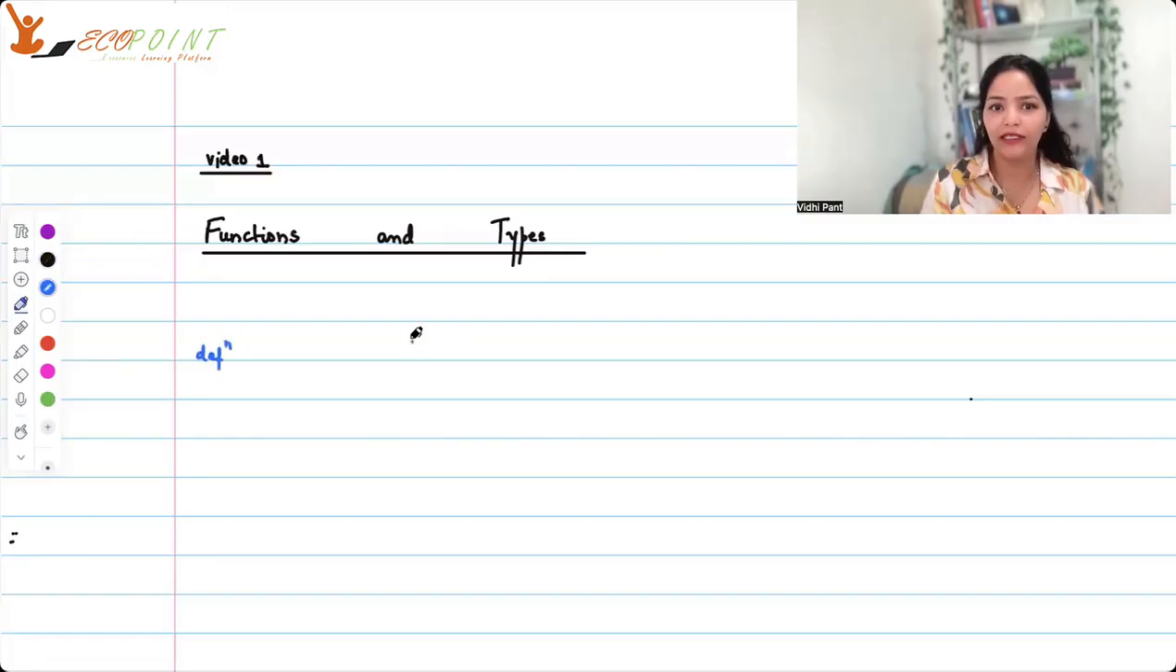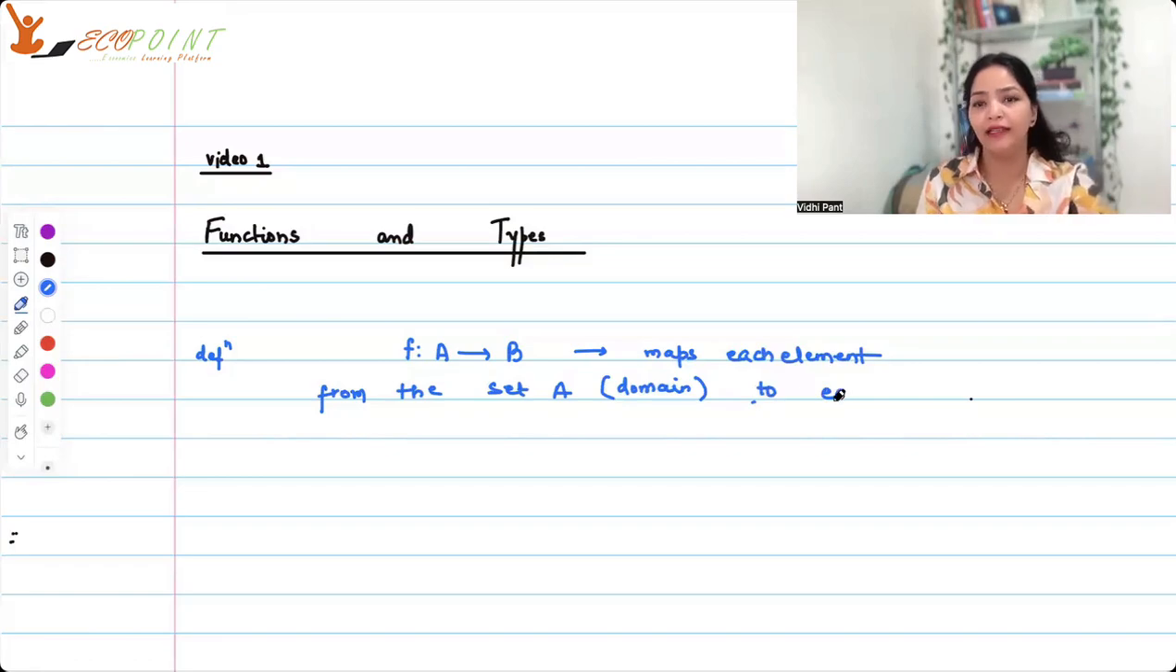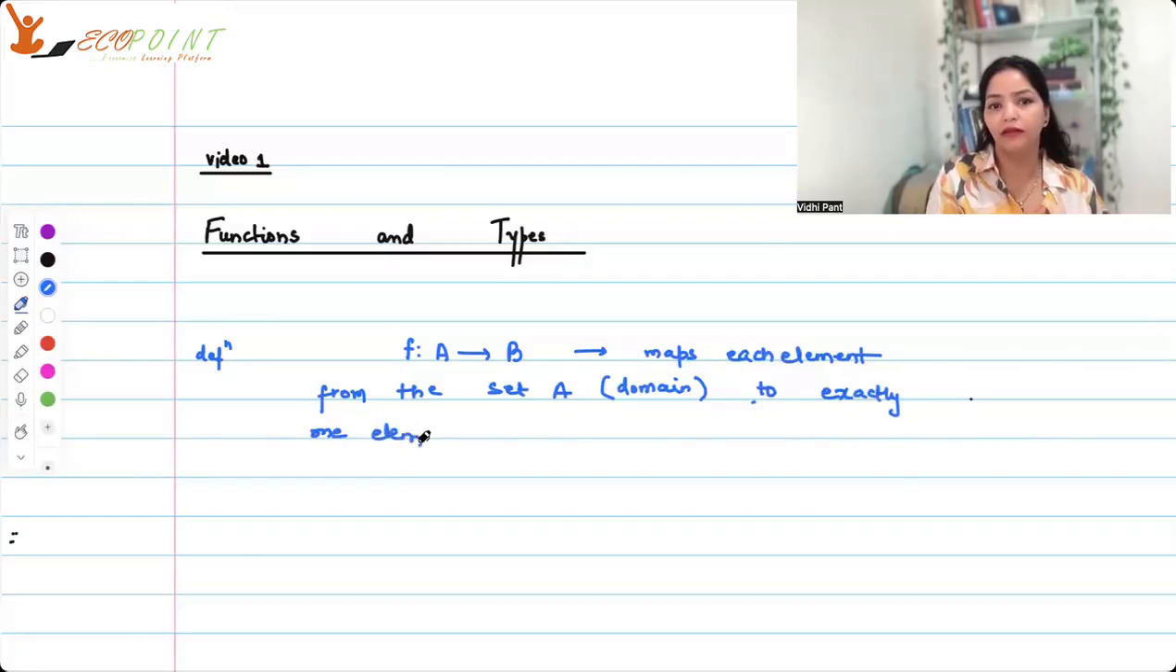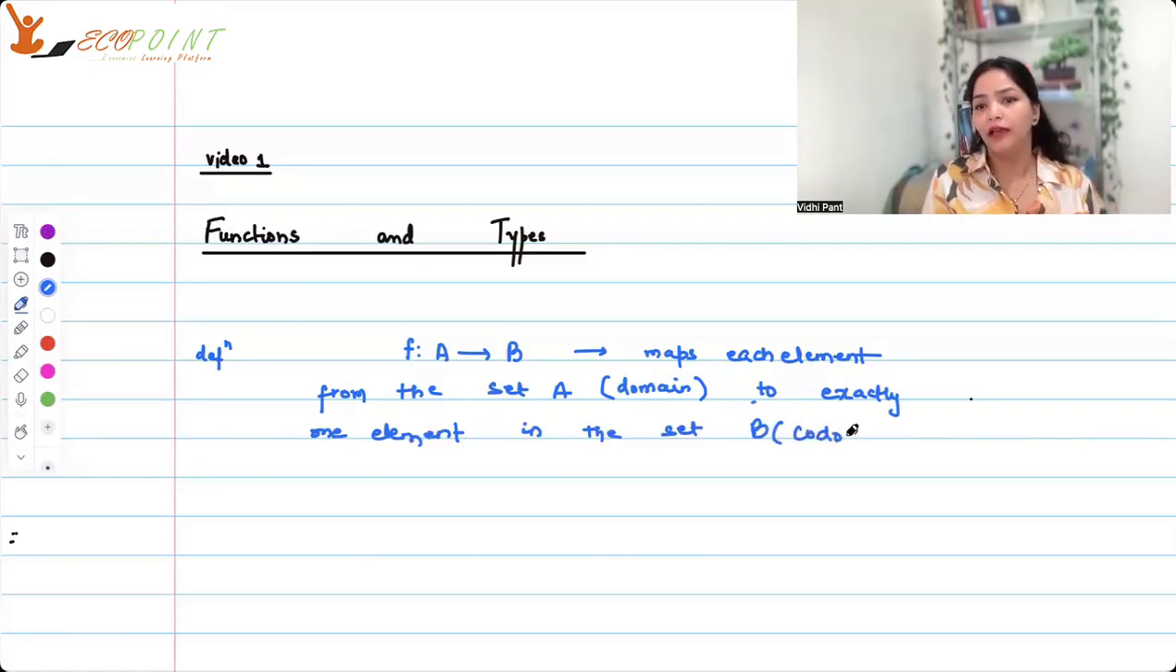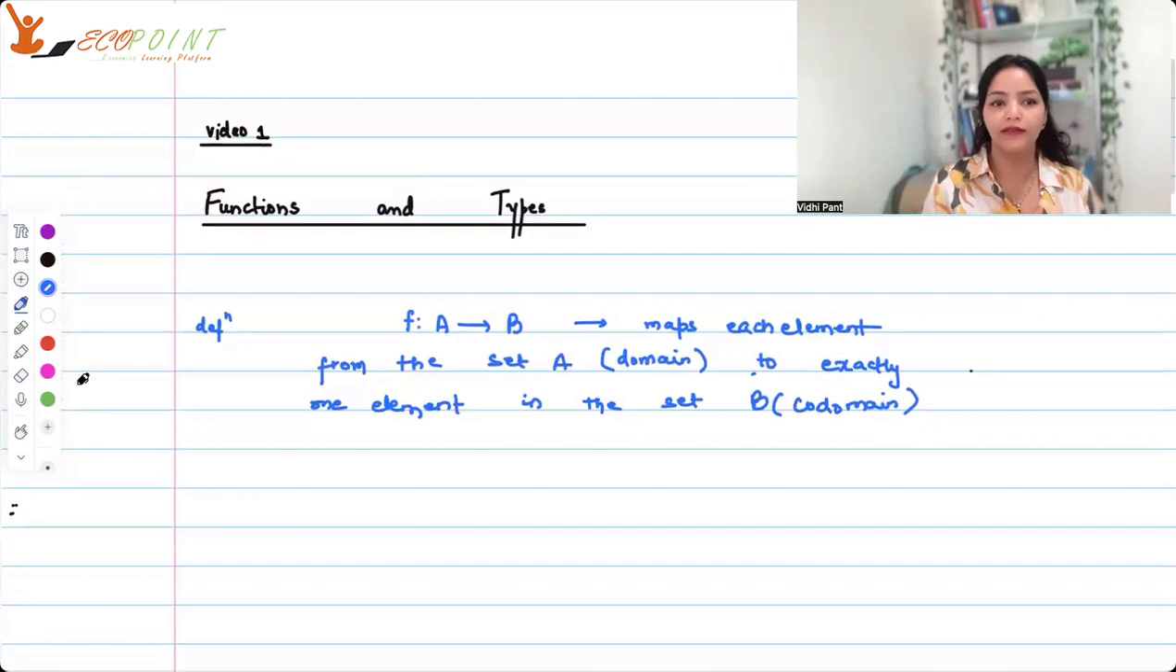A function is a mapping, okay? A function f from A to B maps each element from the set A, which we call the domain, to exactly one, one unique element in the set B. The set B is called the codomain, and the set of all images, that is the set of all f(x)'s, is called the range. So you need to know these two terminologies, domain and range.